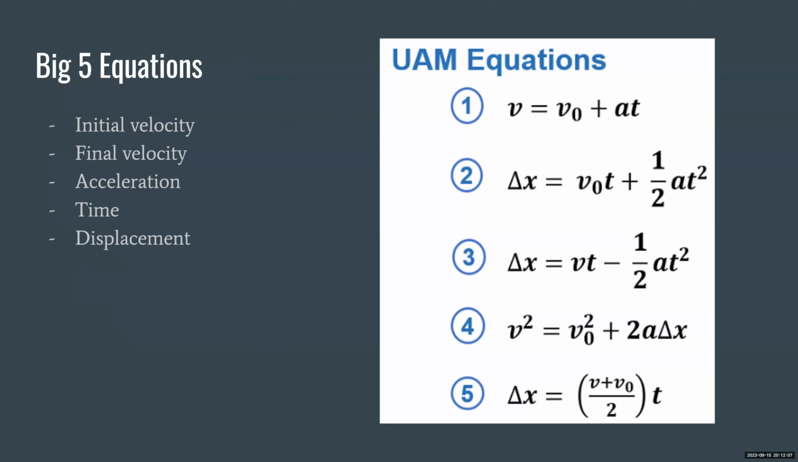So here are the big five equations, as you can see on the right, and they use five variables: initial velocity, final velocity, acceleration, time, and displacement. Each one of these equations is missing one of these variables, which makes each of them useful. In the first equation, you don't need displacement, and in the second equation, you don't need the final velocity. In the third equation, you don't need the initial velocity. In the fourth equation, you don't need time. And in the fifth equation, you don't need acceleration. So yeah, they all help you out in their own ways.